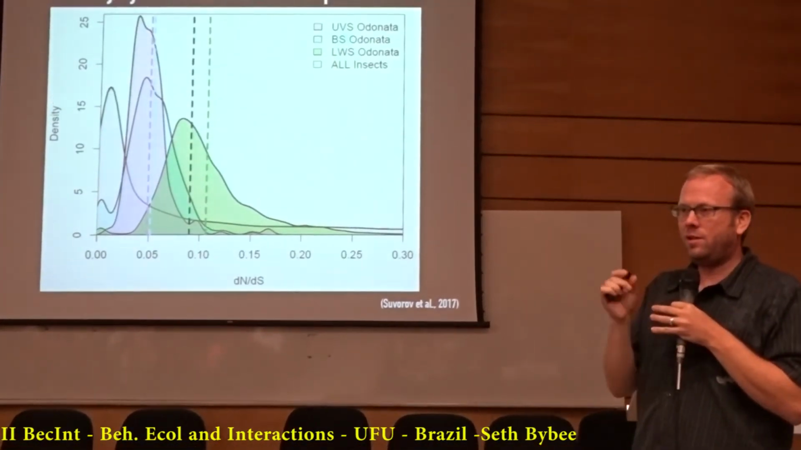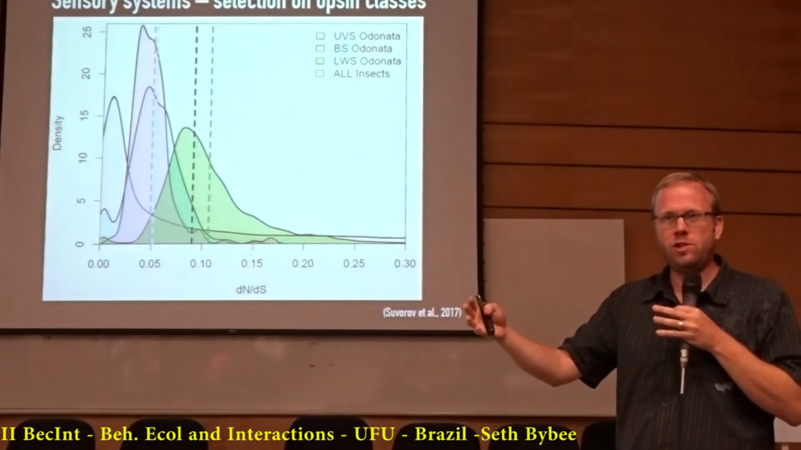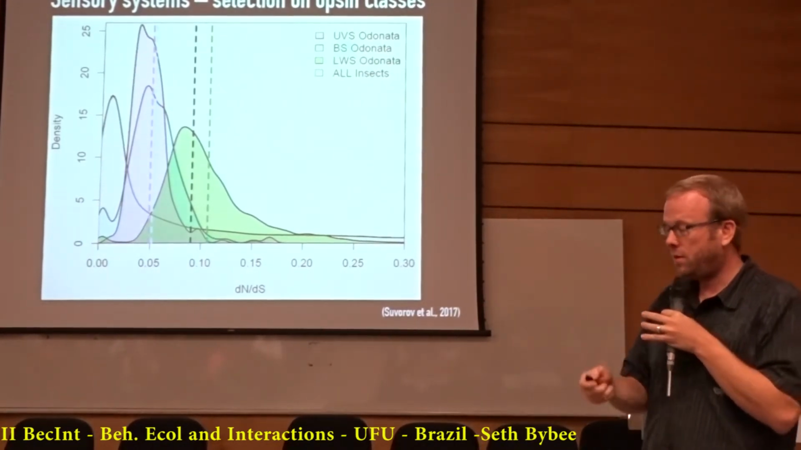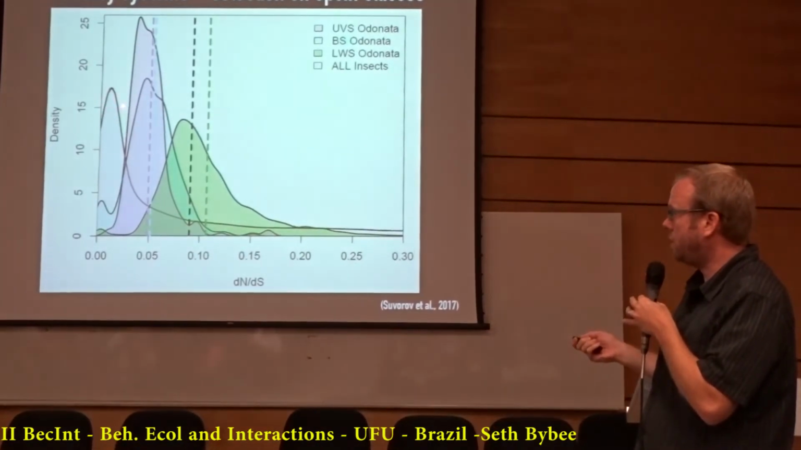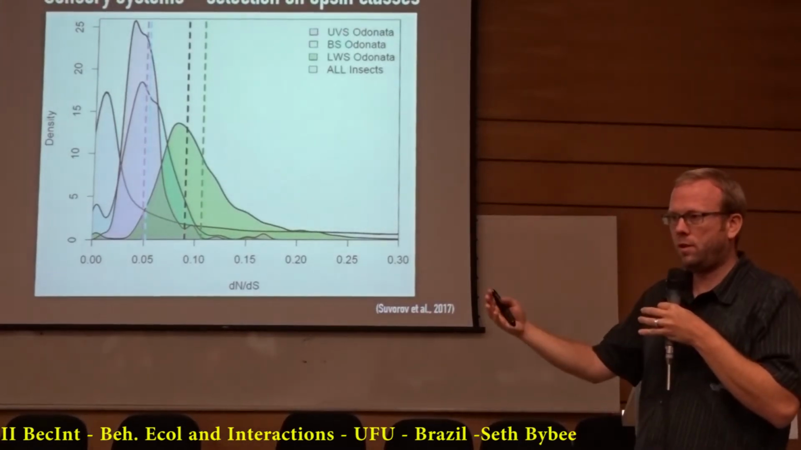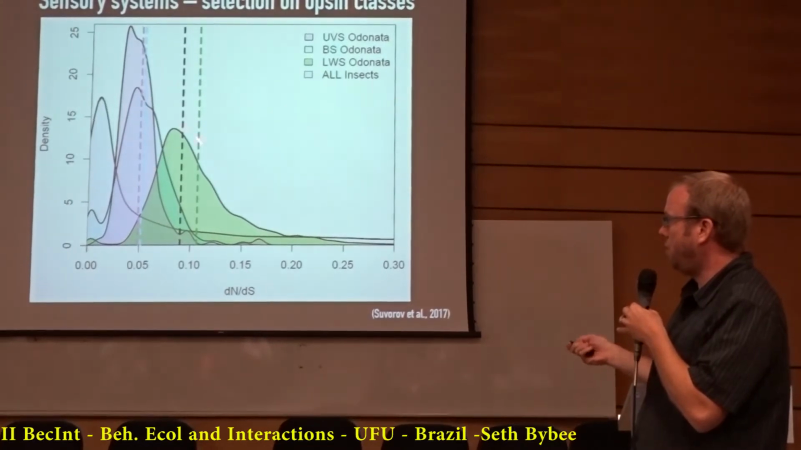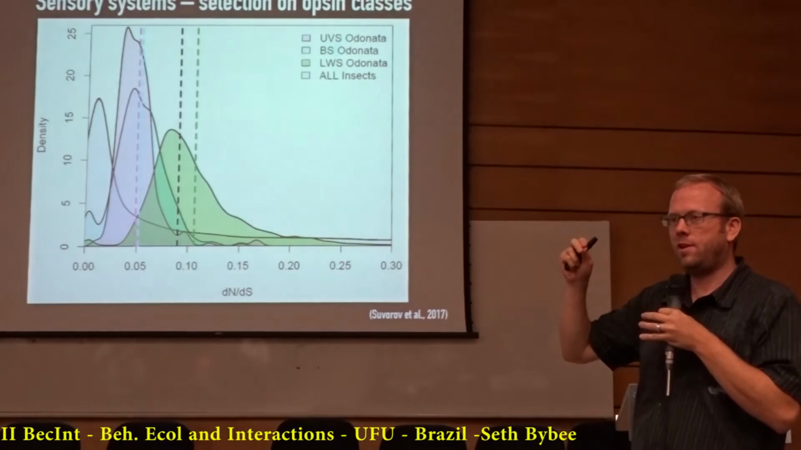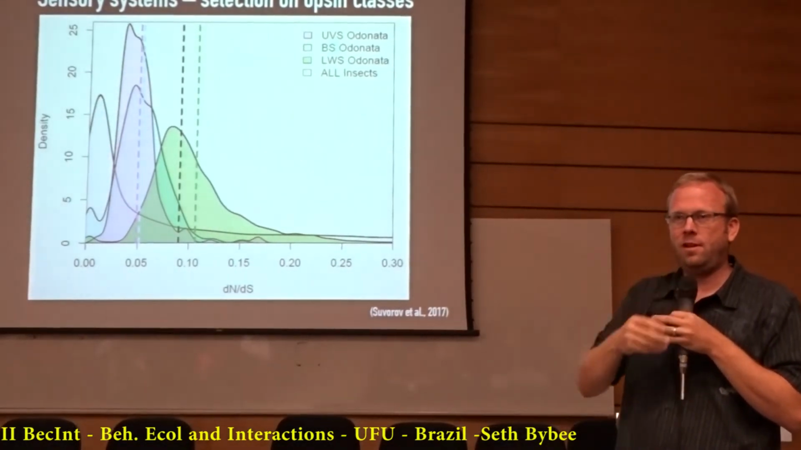So when we looked at selection on these genes, how much they're actually evolving or pressures that are pushing them to evolve, one of the things you can see is if you compare odonate opsins to all other insect opsins, there's more relaxation of evolution on these opsins than in other insects. And then you have the ultraviolet, the blue, and the long wavelength out here. So what we're showing in this graph is that the long wavelength is allowed to evolve much more than the other genes in the eye.